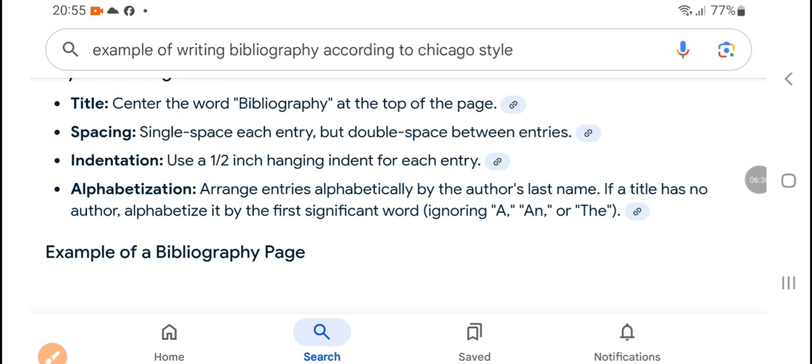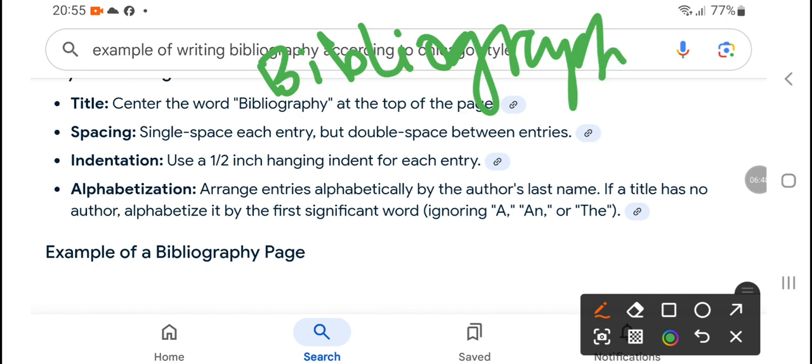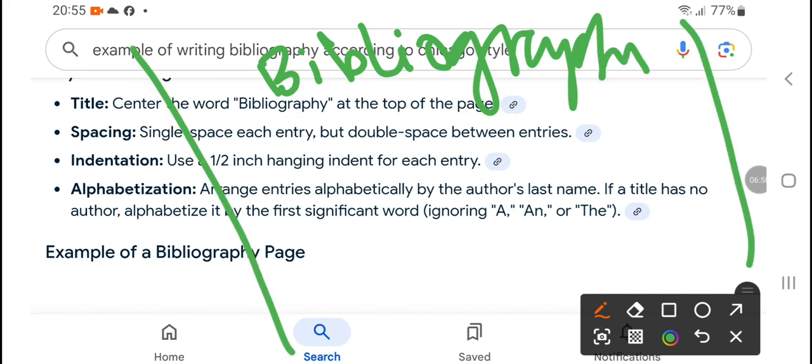What are the rules? Title: center the word Bibliography at the top of the page. When you finish your research paper, then on a new page, in the center, we have to write Bibliography. This is the page, so this is the center.